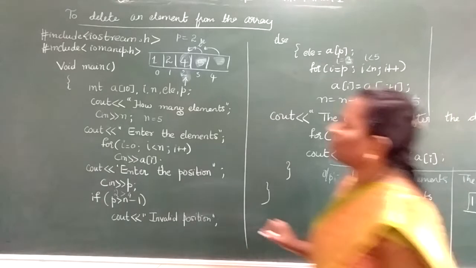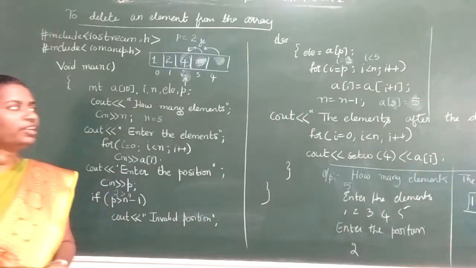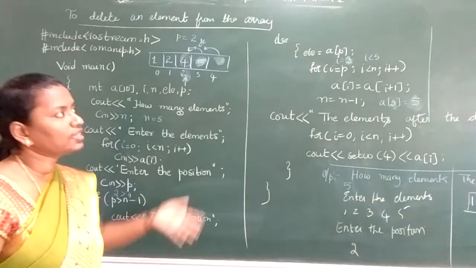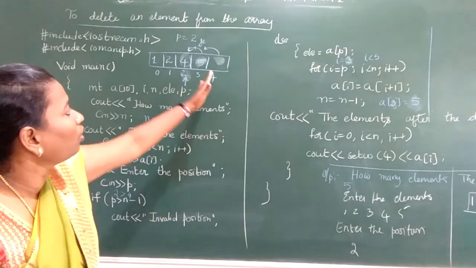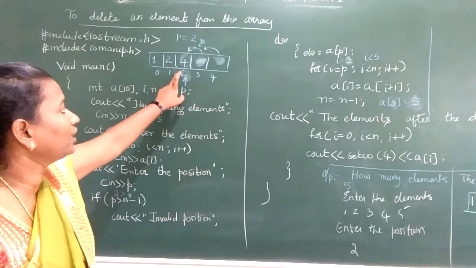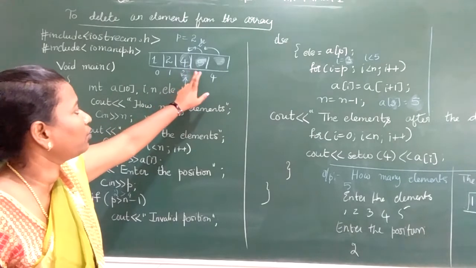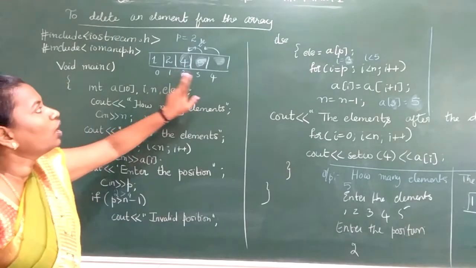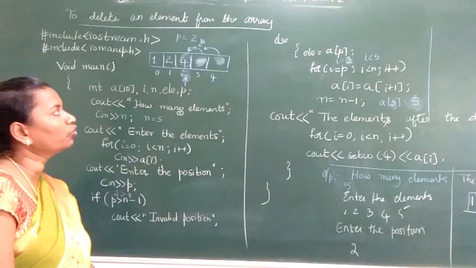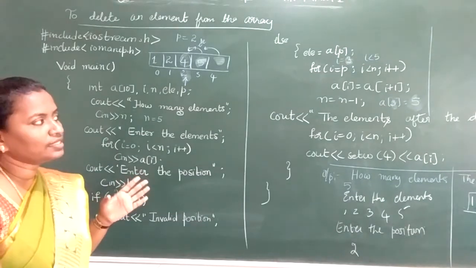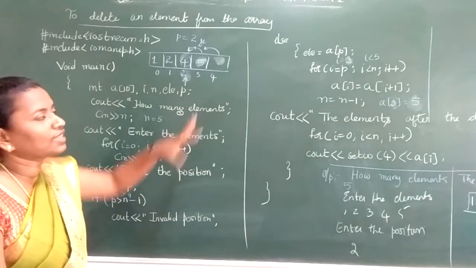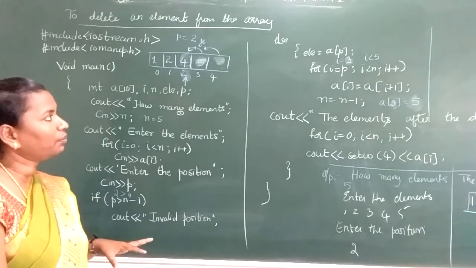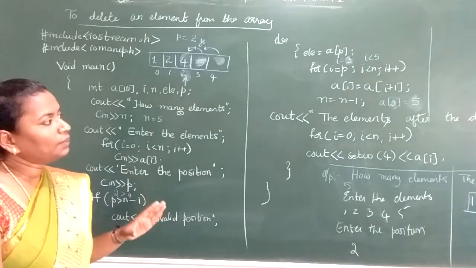So I repeat. What is the only difference between insertion and deletion? In deletion we are just going to move the elements. 4 I have moved to position 2, 5 from 4 I moved to position 3. Here n will become n minus 1, whereas in insertion your array size increases after adding an element, so n will become n plus 1.